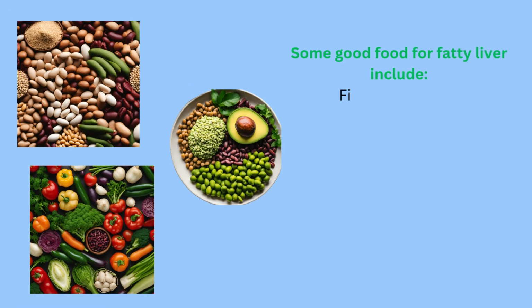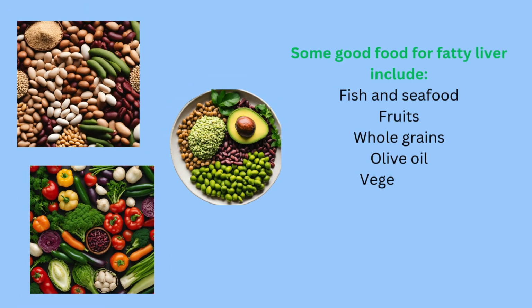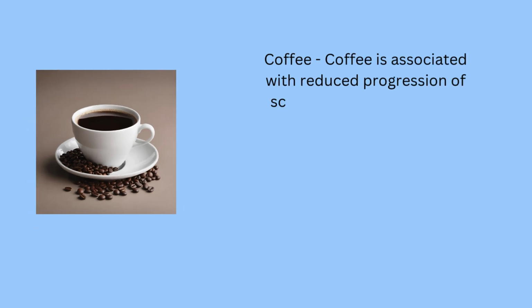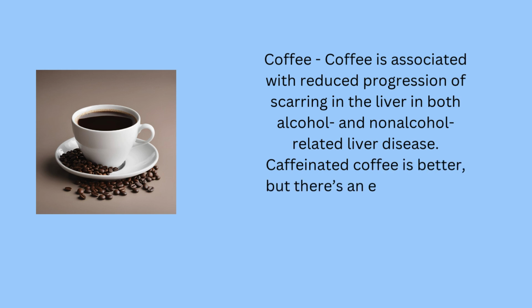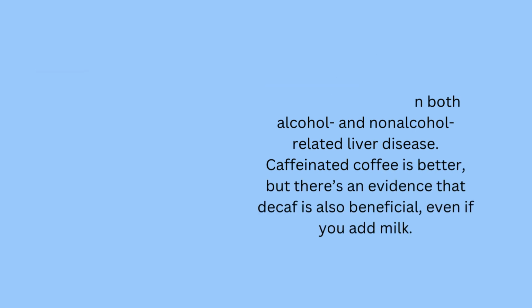Some good foods for fatty liver include fish and seafood, fruits, whole grains, olive oil, vegetables, avocados, legumes, coffee. Coffee is associated with reduced progression of scarring in the liver in both alcohol and non-alcohol related liver disease. Caffeinated coffee is probably better, but there's evidence that decaf is also beneficial, even if you add milk.